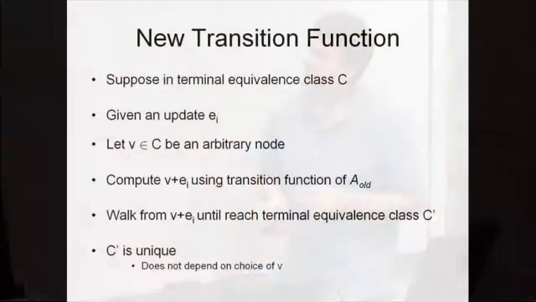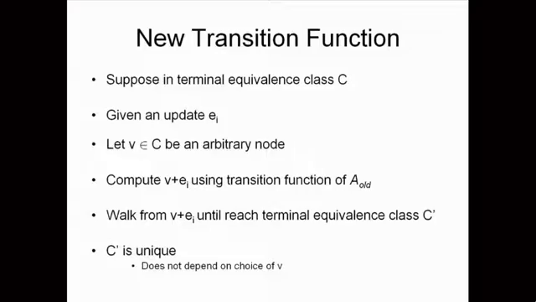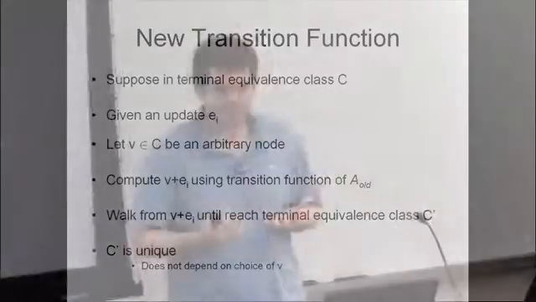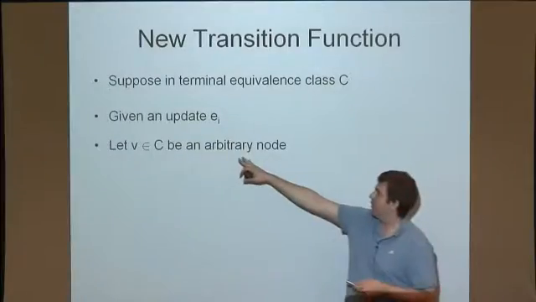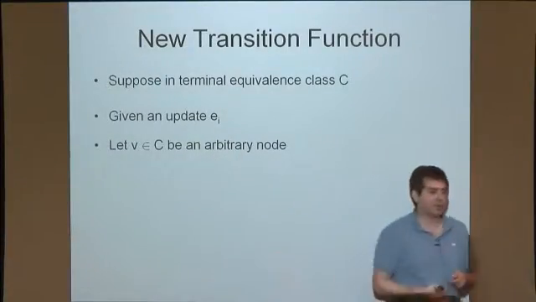So in fact, you'll see it here. We need to find a new transition function. Suppose I'm inside of some terminal equivalence class C, and I'm given an update e_i. I need to define a transition function. Let V in C be an arbitrary node. This is a state of the old automaton. The vertices of the zero frequency graph are the states of the old automaton.